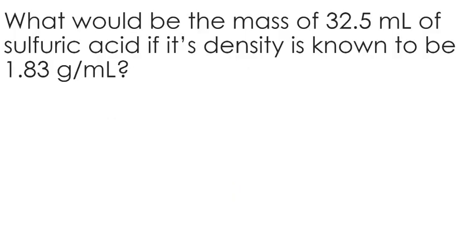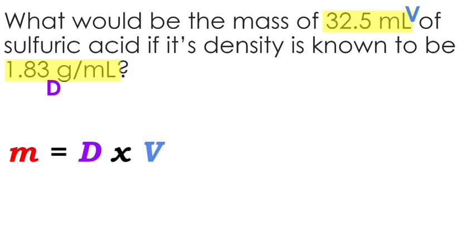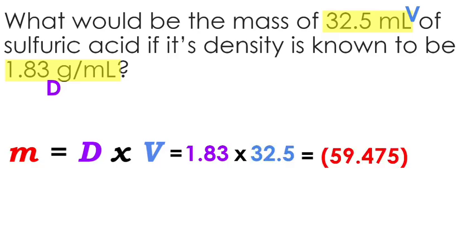So, next problem asks us to find the mass if we have 32.5 milliliters, that's going to be a volume because that's milliliters, of sulfuric acid if its density is 1.83 grams per milliliter. So we're solving for mass this time, so we're going to be multiplying density times volume. And it doesn't really matter which one comes first because it's going to end up the same way, but our density is 1.83, our volume is 32.5, and when we multiply those together, our unrounded answer is 59.475, which if we round it to 3 sig figs, once again, we've got 3 sig figs in both numbers, so that'll be 59.5. Our units for mass are grams.